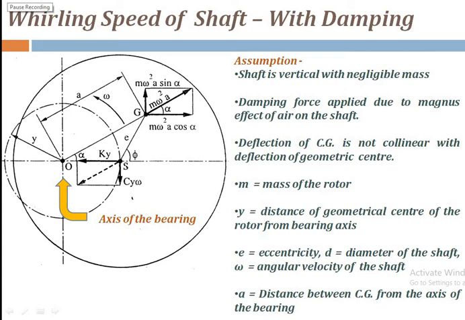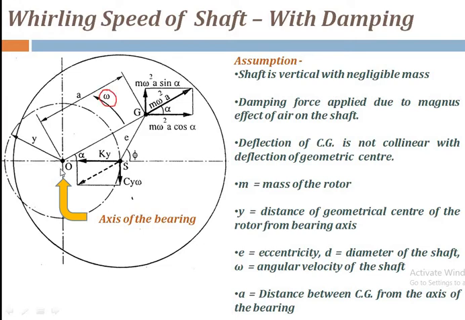Hello everyone. Today's topic is whirling or critical speed of the shaft with damping force. So let's discuss deflection of the shaft running with angular velocity omega with damping force. Figure shows a vertical shaft with negligible mass rotates with angular velocity omega.